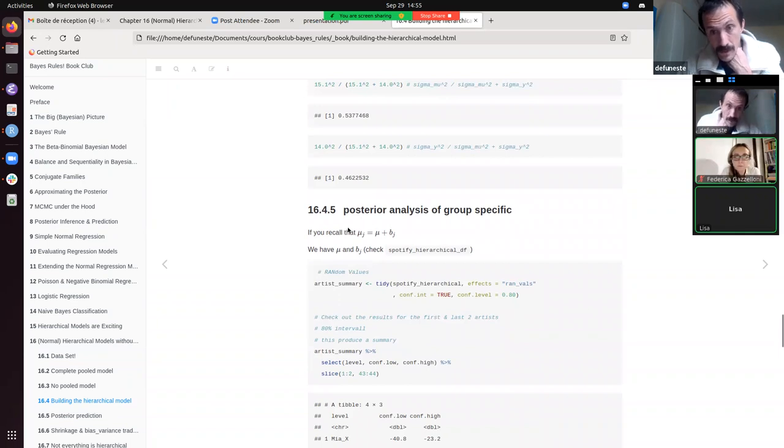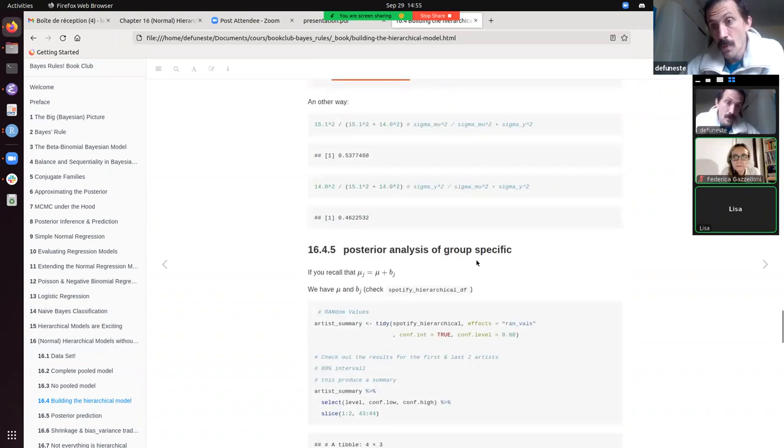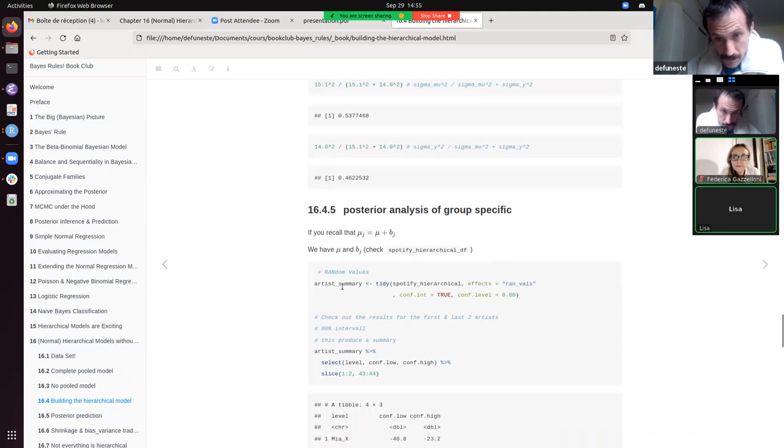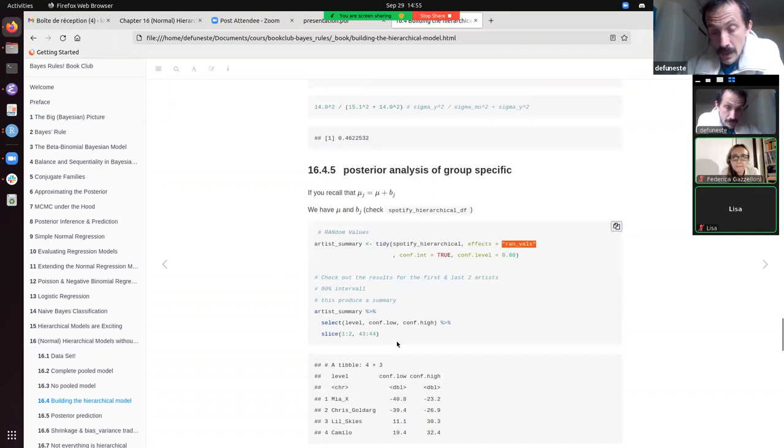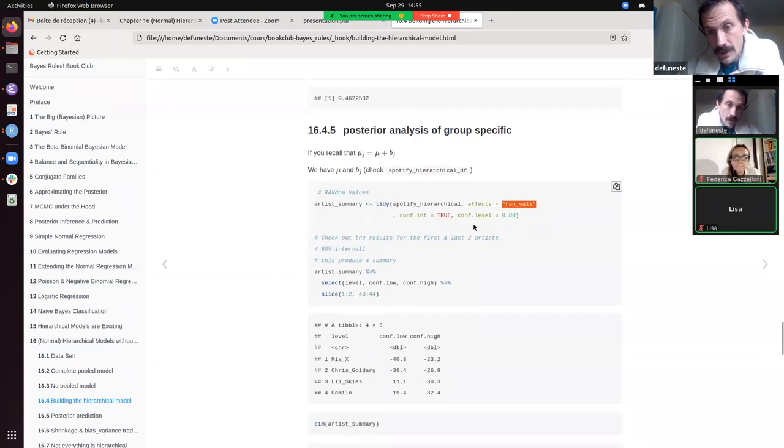Okay. So to remember, we have mu g, which is equal to the global mean plus some parameters. It can be positive or negative. And now we want to do the posterior analysis of group specific parameters. Let's say I want to work on Maya X or Beyonce. We have mu and b g, produced by our simulation. We can use the tidy function from bayesplot or a new one, which is run val, that extracts the intervals for you, with a confidence level of 80%. For each group, I just take the first two and the last two.